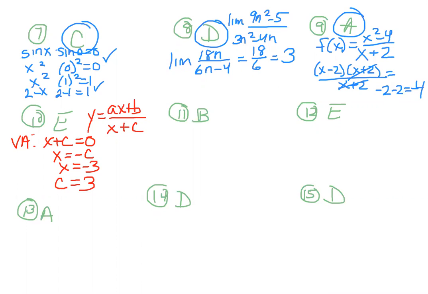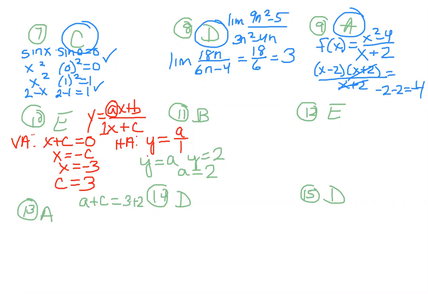Then our horizontal asymptote is the ratio of leading coefficients, which in this case would be a/1, because here's the leading coefficient of that one, and then there's a 1 right here. So y equals a is our horizontal asymptote, and we have y equals 2 as the horizontal asymptote, so a equals 2. So a plus c equals 3 plus 2, which is 5, which gives us the answer of E.